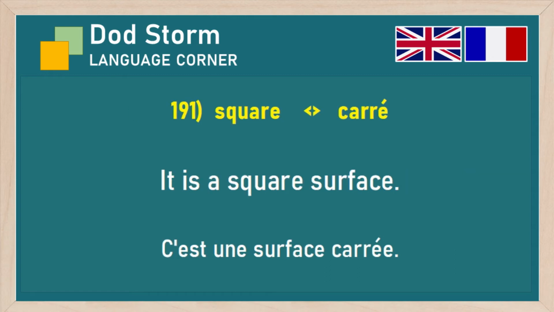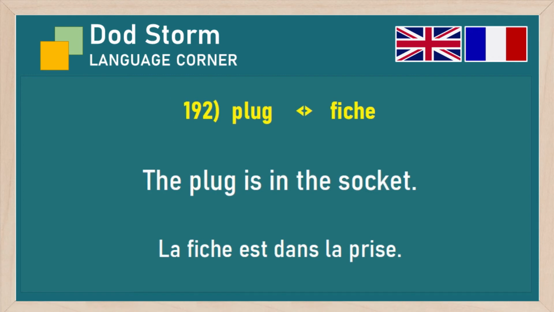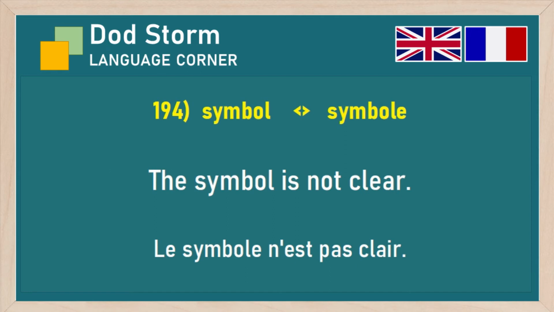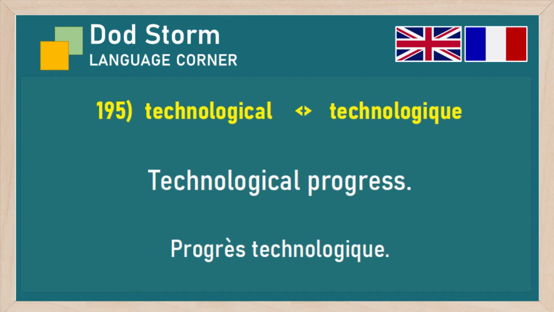It is a square surface. The plug is in the socket. The power grid has a problem. The symbol is not clear. Technological progress.